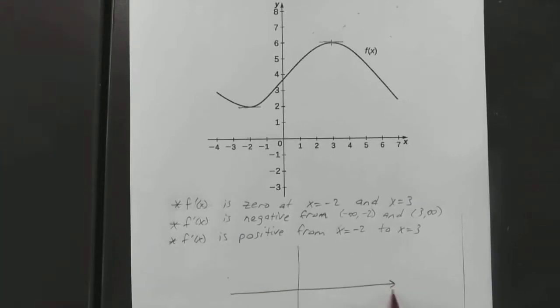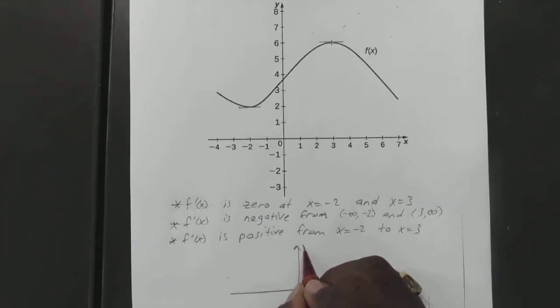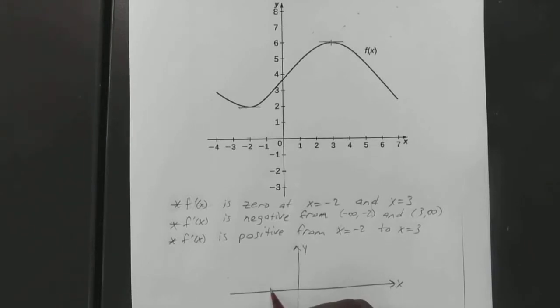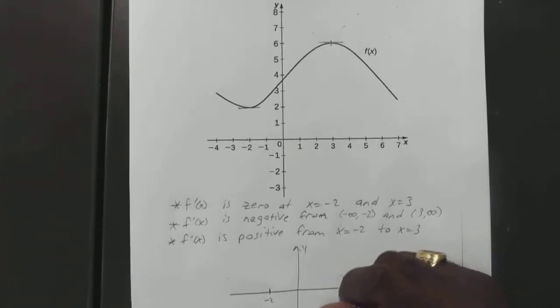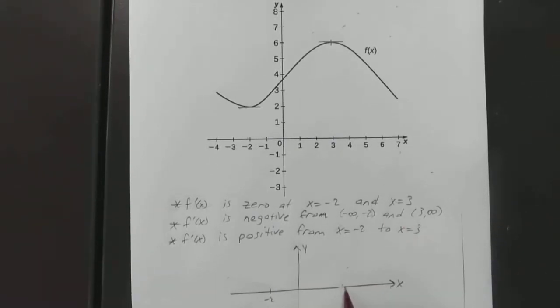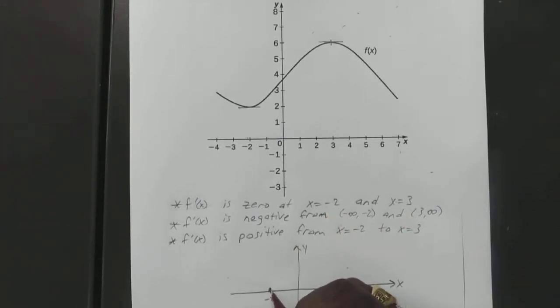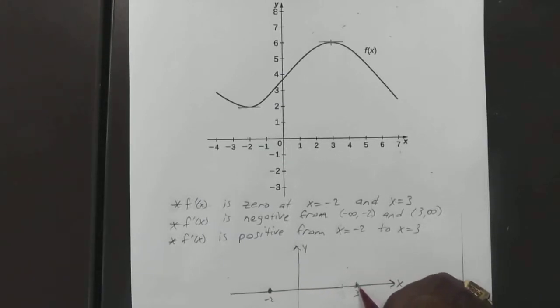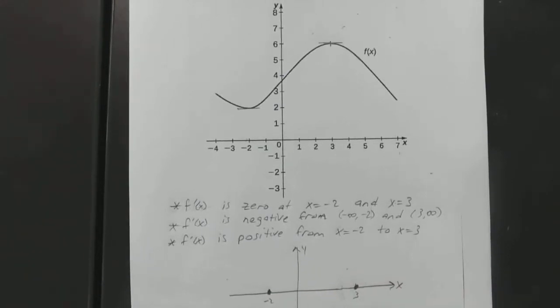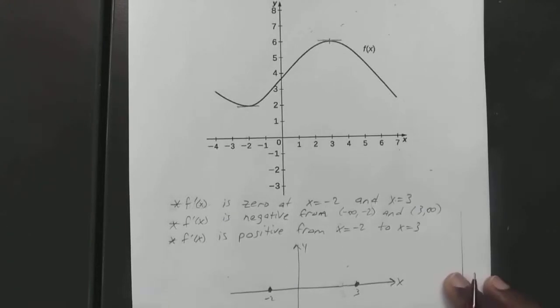Okay. So you have x and you have y. Now let's say this is our negative 2 and this is our 3. Okay. So we know it's going to equal 0 at x equals negative 2 and x equals 3. So this is our f prime of x. So it's negative 2 and 3 is going to actually equal 0.